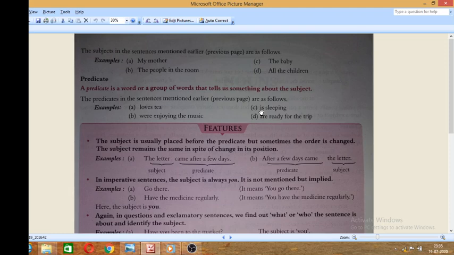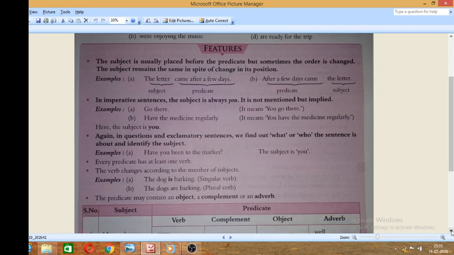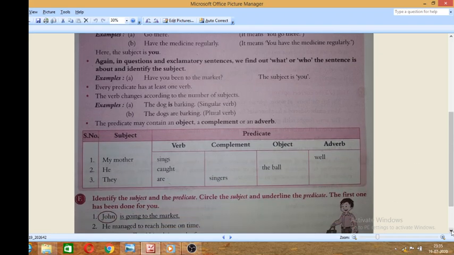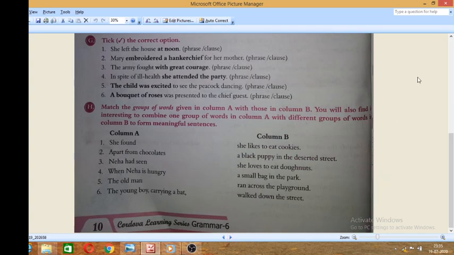Clear? So here are some features. You go through this, read it yourself at home. If you have any doubt, you can ask me. Here the sentences have been given just to differentiate. Clear? Now come to the next page. This is the last one.